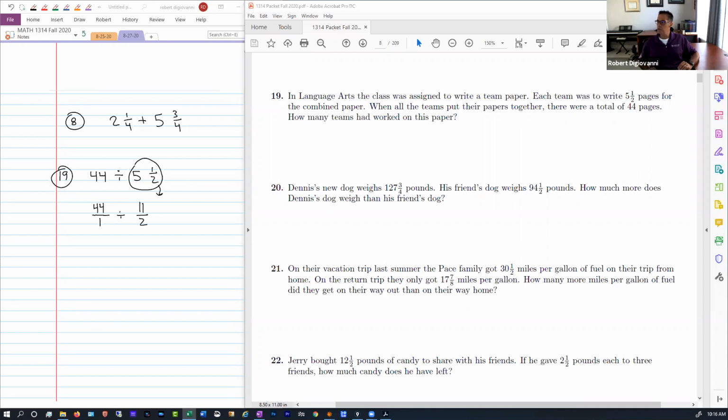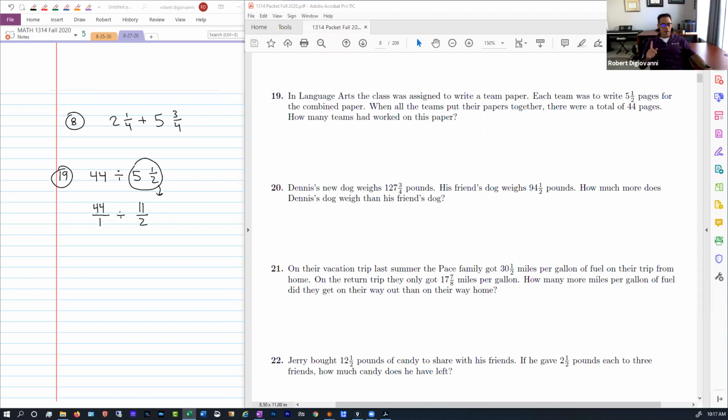Let's read through number 20. I'll read it out. Dennis's new dog weighs 127 3/4 pounds. That's a big dog. His friend's dog weighs 94.5 pounds. How much more does Dennis's dog weigh than his friend's? What do you think? I think you would subtract them from each other. Subtraction. I think we could all agree that's subtraction.